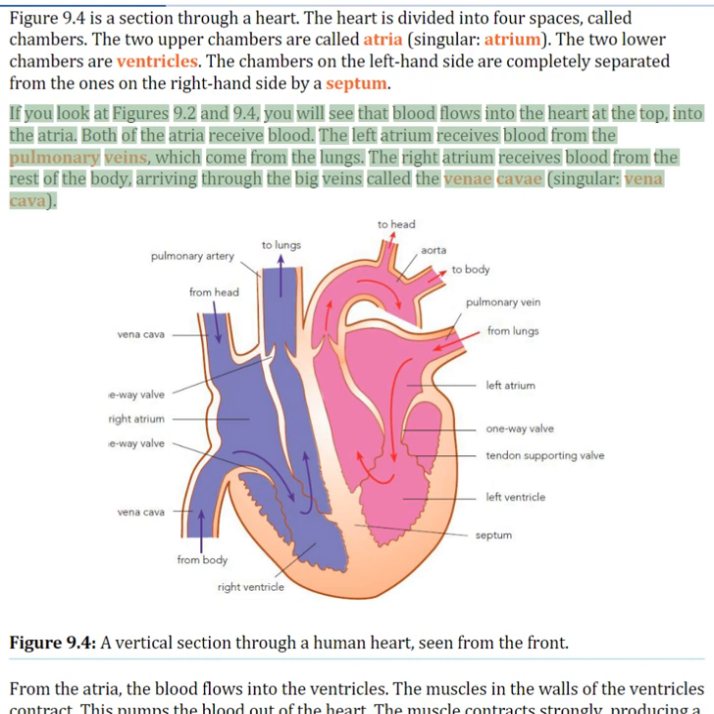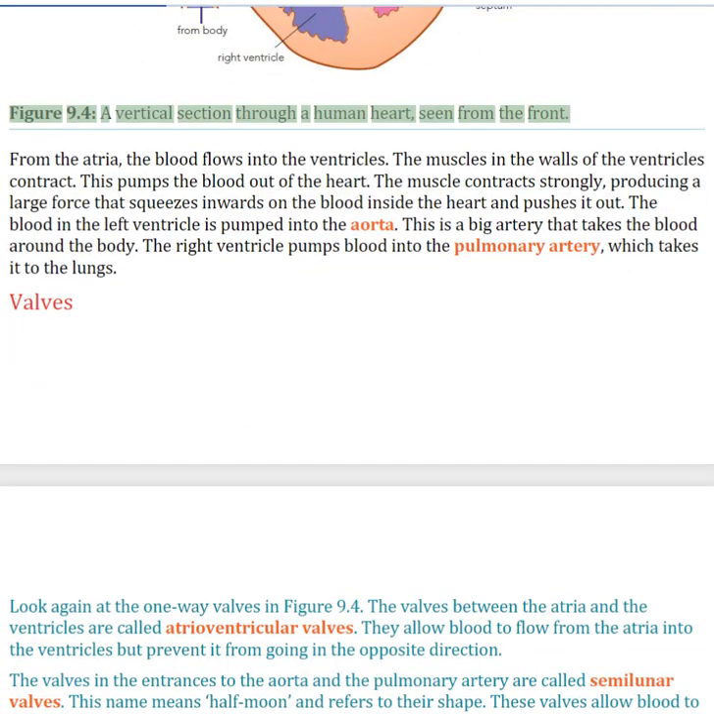If you look at Figures 9.2 and 9.4, you will see that blood flows into the heart at the top, into the atria. Both of the atria receive blood. The left atrium receives blood from the pulmonary veins, which come from the lungs. The right atrium receives blood from the rest of the body, arriving through the big veins called the venae cavae. Figure 9.4, a vertical section through a human heart, seen from the front.